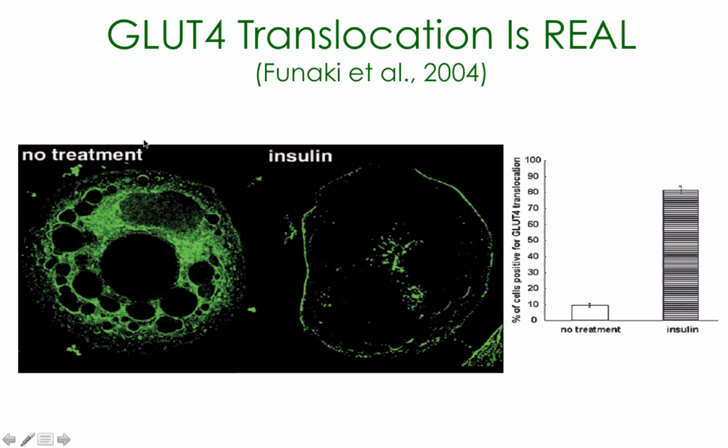And even here you can see with this study by Funaki in 2004, with no treatment of insulin, this green staining represents GLUT4 proteins. Now, upon stimulation by insulin, they leave the middle of the cell and lodge into the plasma membrane. Once it's gone, it goes back to this. It's awesome.